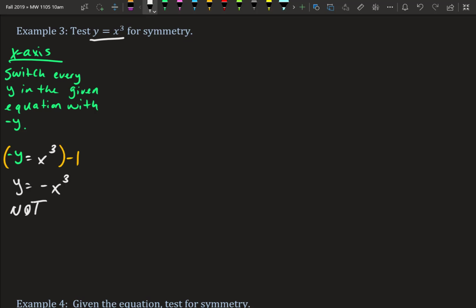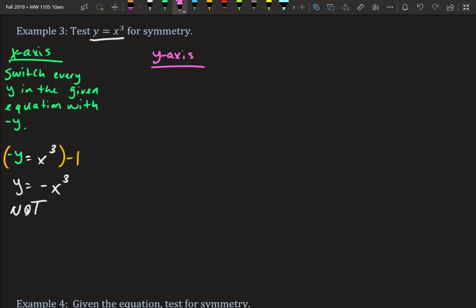We move on. When you test something for symmetry, does it always work out? No, not always, right? That's what we're doing. We're seeing, does it work? Because if testing it works, that means it's true. It works. We tested it. It is symmetric to whatever axis. But if it's not the same, it didn't work out. Let's move on to the y-axis.